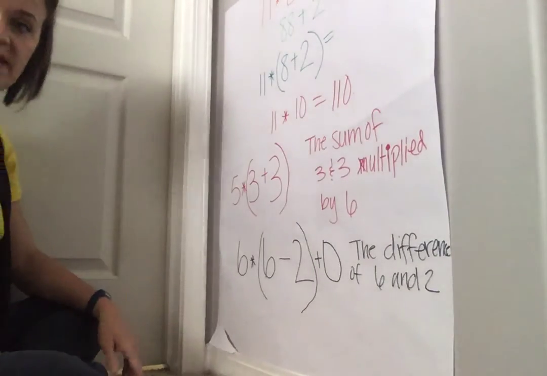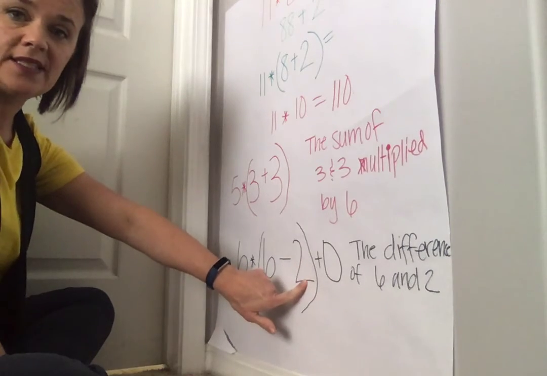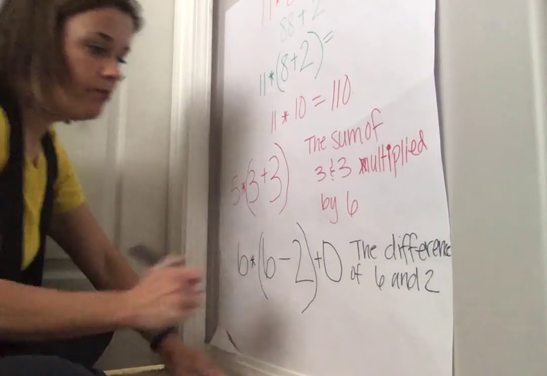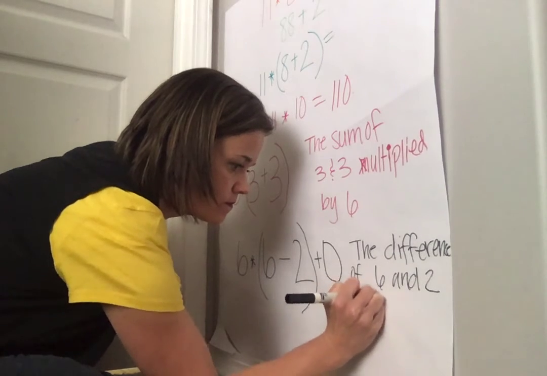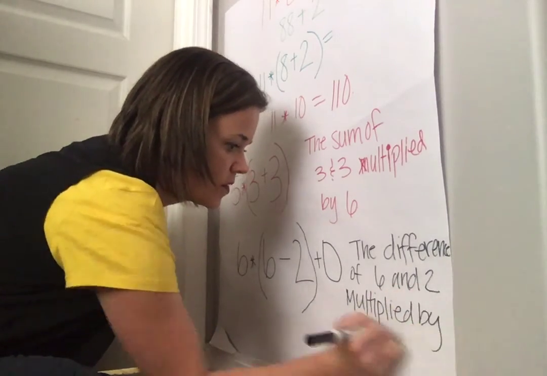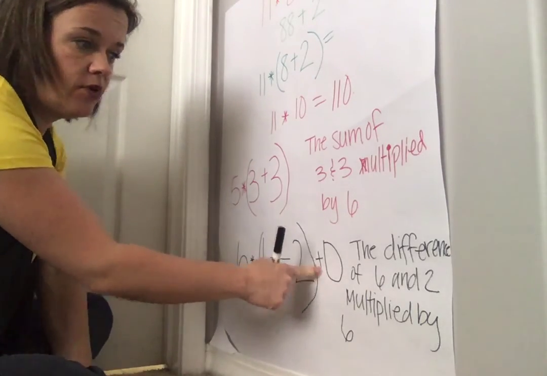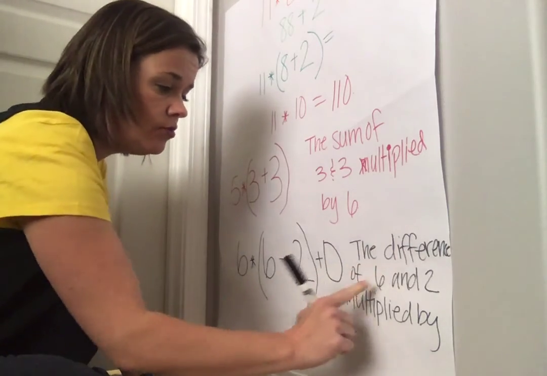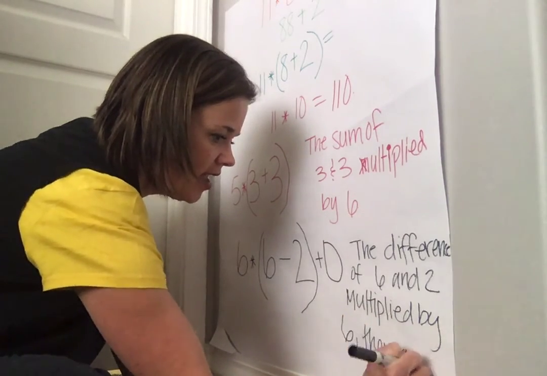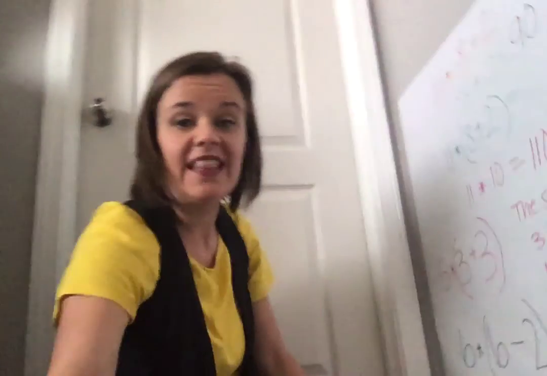And then, what else am I going to do? So, parentheses is first, right? I don't have any exponents. Now I have a multiplication. So, the difference of 6 and 2 multiplied by 6, right? And then what? Then I add my 0. So the difference of 6 and 2 multiplied by 6, then add 0. Okay?